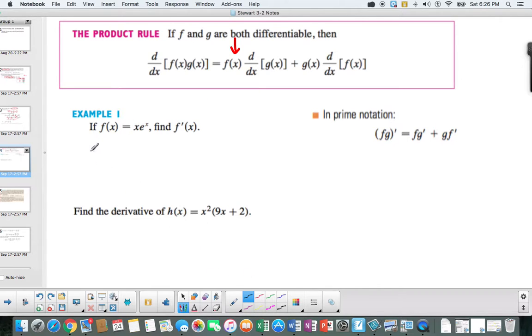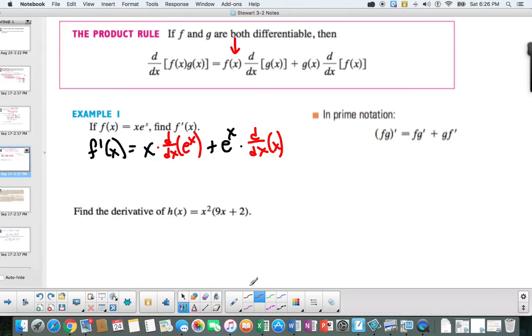I'm going to find the derivative, which means I'm going to take the first function and then take the derivative of the second function, plus the second function times the derivative of the first. And so now I'm going to get x times e to the x plus e to the x times 1, which I won't bother writing down. And there's my answer. In prime notation, it looks something like this, where each one of the functions gets a turn at being a derivative.